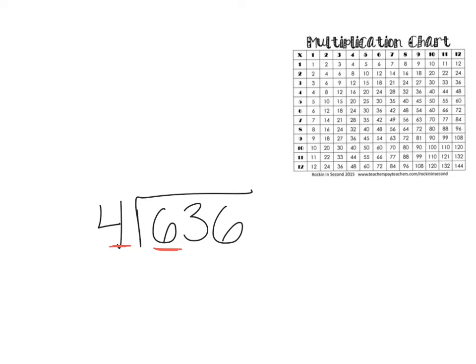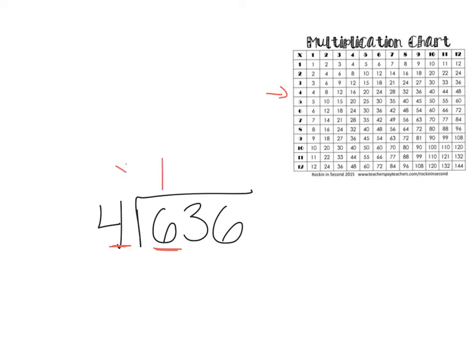using the number 6. So looking at my multiplication chart here, I can see that 4 going across divides into 6. However, it's going to be too big because 4 times 2 is 8 and 4 times 1 is 4. So I need to use the 4 times 1. So I know that 6 can be divided by 4 one time.